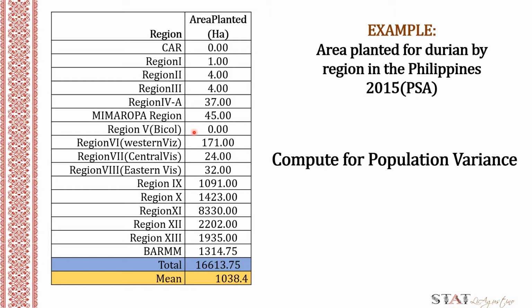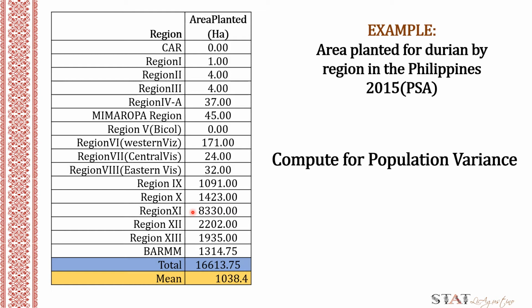Region 5 or Bicol, there is no record. There's no durian in there. Western Visayas is 171 hectares. Central Visayas is 24 hectares. Region 8 is 32 hectares. Region 9 is 1,091 hectares. Region 10 is 1,423 hectares. Region 11 is 8,330. I think it's in Davao.